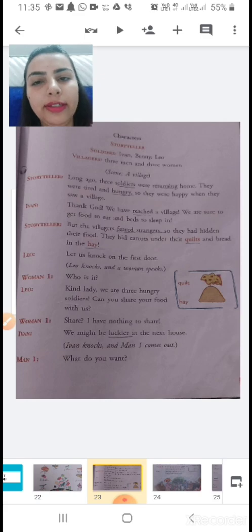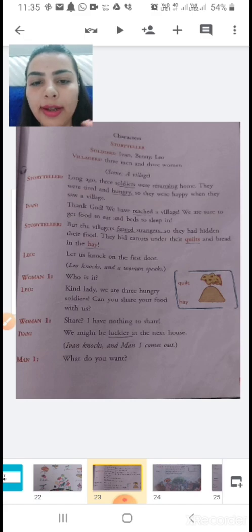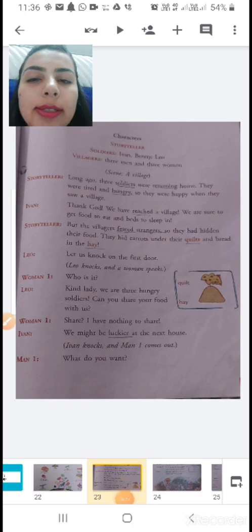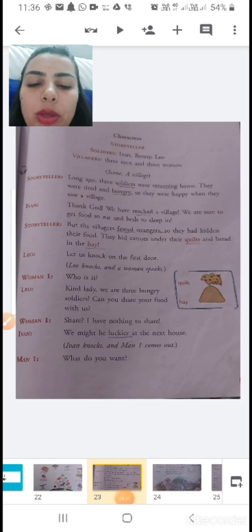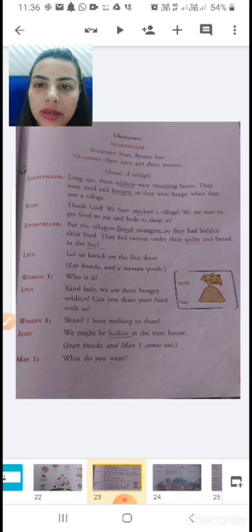They hid carrots under the quilts, the heavy blankets which you wear in your winters. Now they are called quilts. So they hid all the carrots under the quilts and breads in the hay. Hay is a big bunch of grass which is used as fodder. So they hid all the breads under the hay.